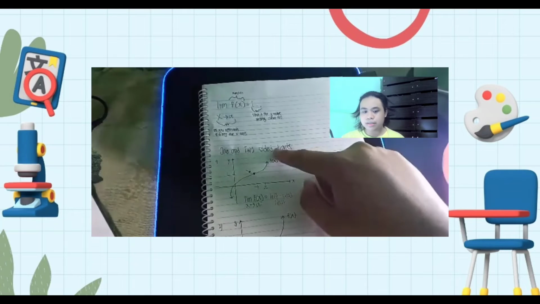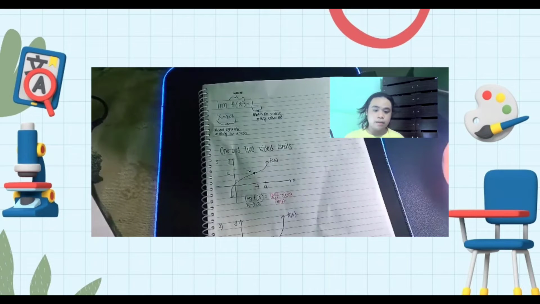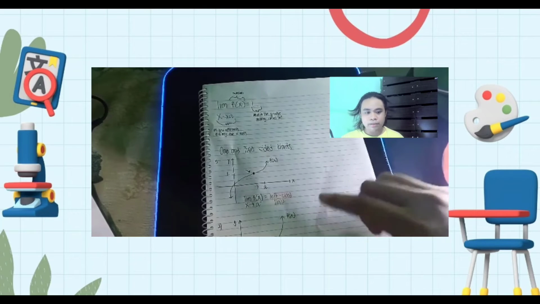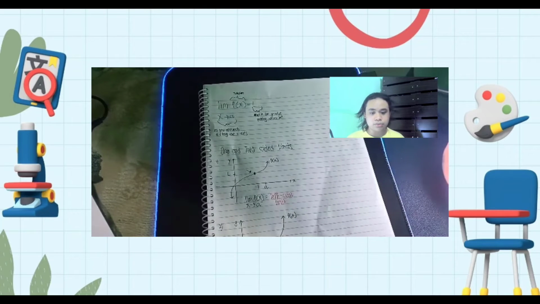So kung makita nyo sa example dito, if we let f of x be a function and a and L be real numbers, then we say that the limit of f of x as x approaches a is L, provided that as we get sufficiently close to a from both sides without actually equaling a, we can make f of x as close to L. The formal definition can be perplexing at first, so let's make sense of this.